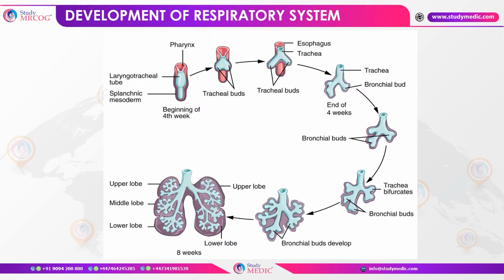Coming to the development of the respiratory system, we see by the beginning of 4 weeks, the pharynx, the laryngotracheal tube is going to start forming, which later on leads to the tracheal buds, and these tracheal buds are going to break down further or bud further to form the bronchial buds. The bronchial buds will keep on dividing up to 8 weeks to form the respective lobar segments, the right having upper, middle and lower lobe, and the left having the upper and lower lobe. So by 8 weeks we see the complete formation of the respiratory system.